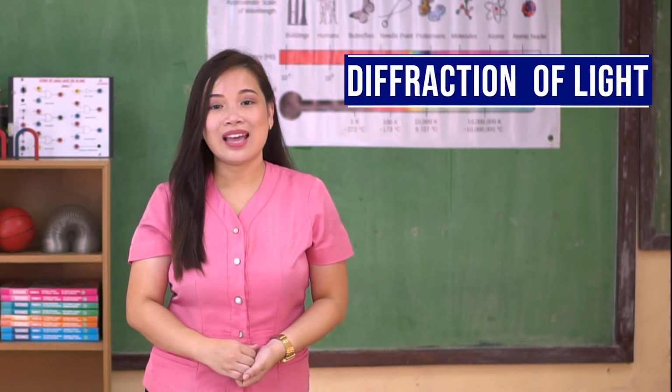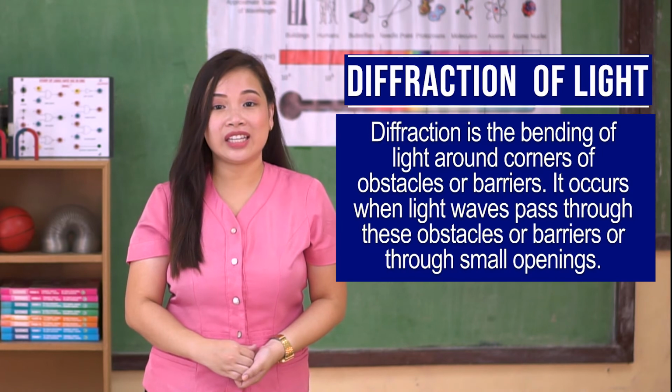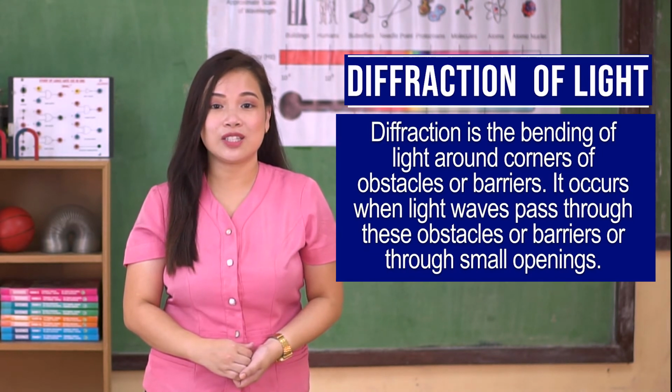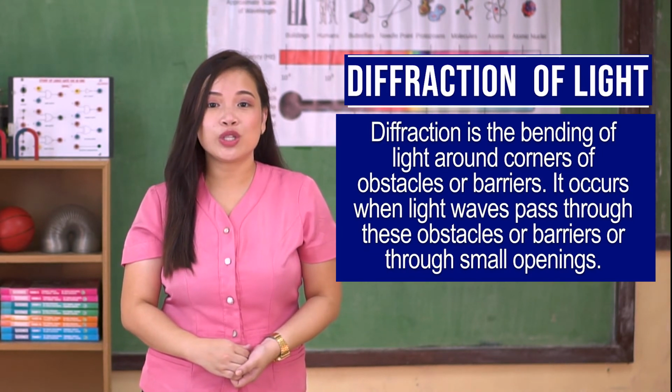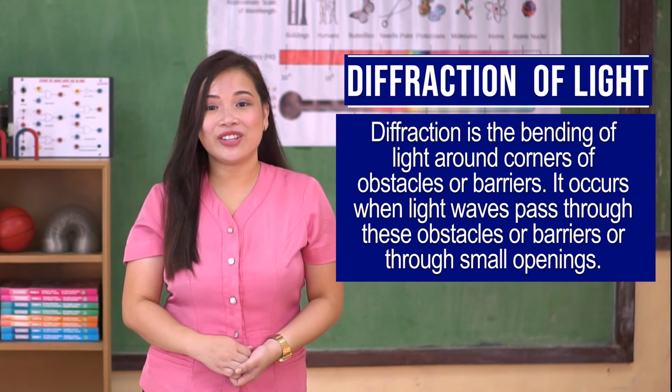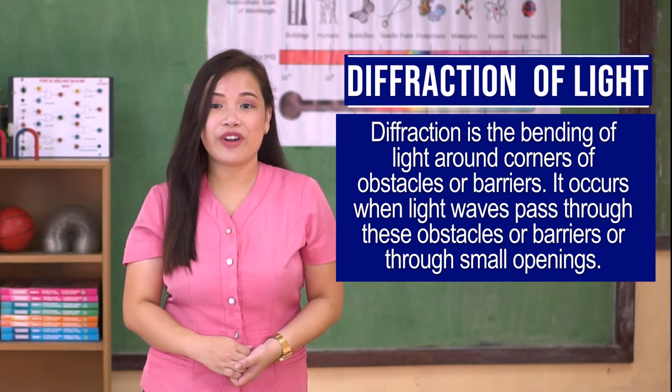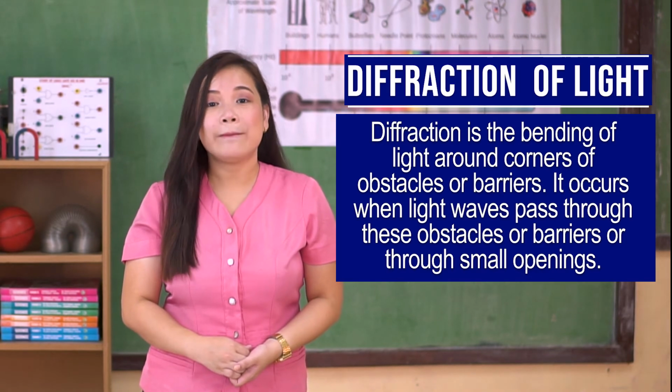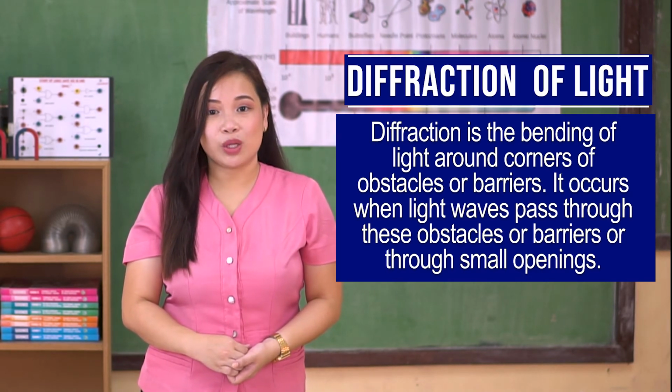Another wave-like behavior of light is diffraction. Diffraction is the bending of light around corners of obstacles or barriers. It occurs when light waves pass through these obstacles or barriers or through small openings. There are different degrees of bending or diffraction. This property of light is not easy to observe because the bending is very small.